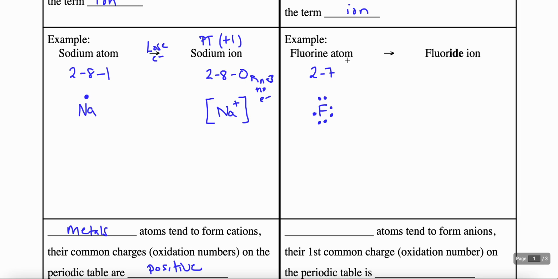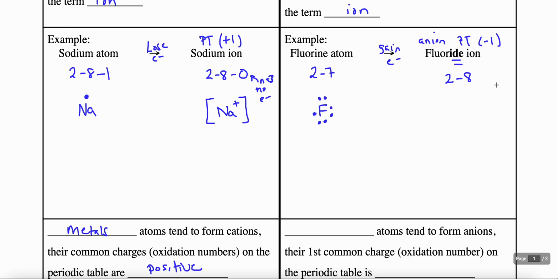Now notice, the fluorine atom becomes the fluoride. So if you ever see it ending in "ide," that's your clue that this is an anion. And if you look at the periodic table, fluorine's only listed oxidation number is a -1. Why is it a -1? Because the fluorine gained an electron. So its configuration goes from 2-7 to 2-8.